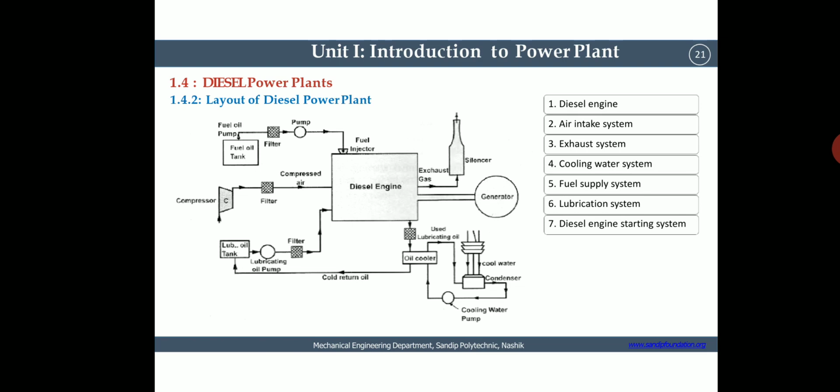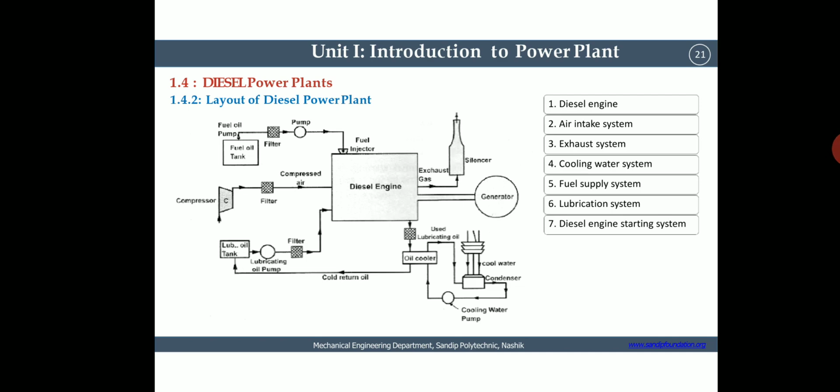You can see the construction of a diesel power plant. This is the diesel engine. Starting from the top, there is a fuel oil tank, a fuel oil pump, then a filter, then a pump, then the fuel injector. Then through the compressor, air is passed into the engine through a filter as compressed air.